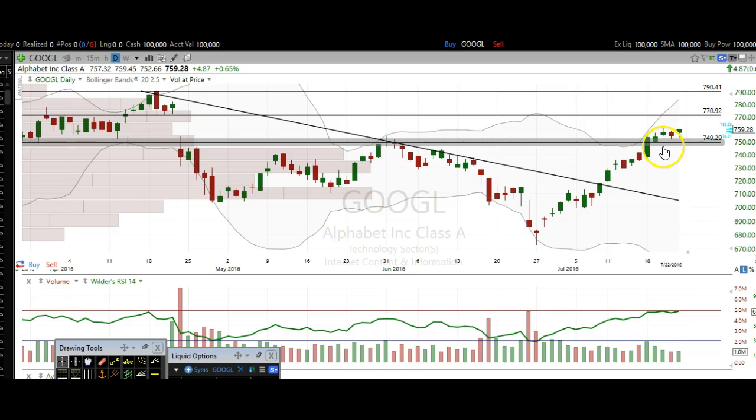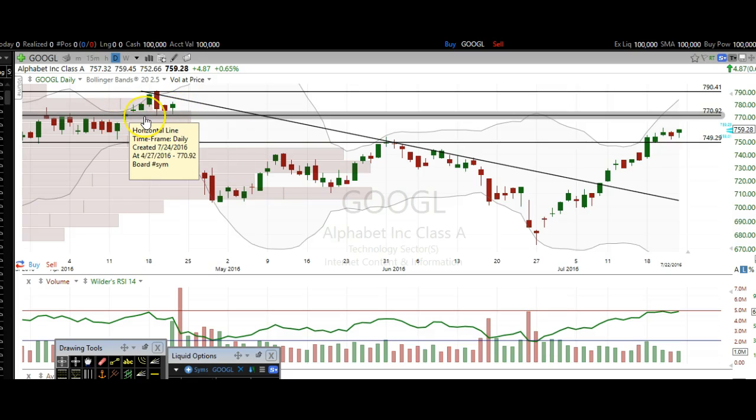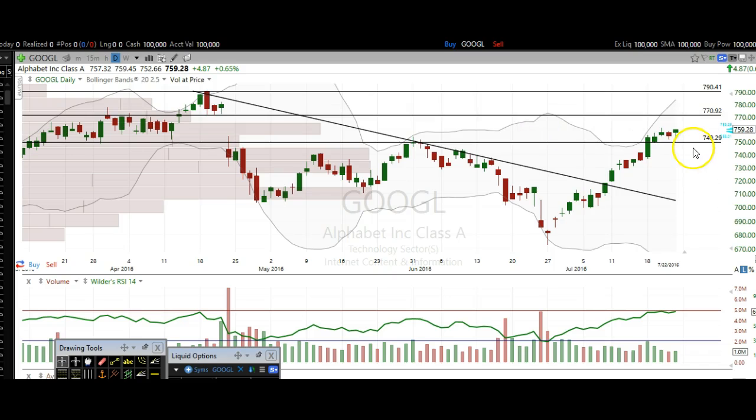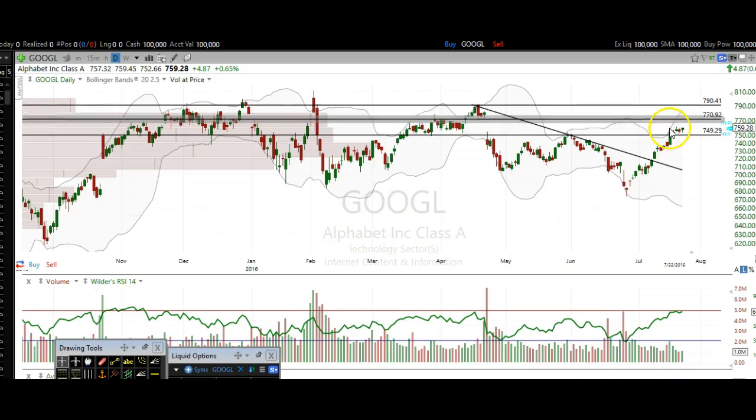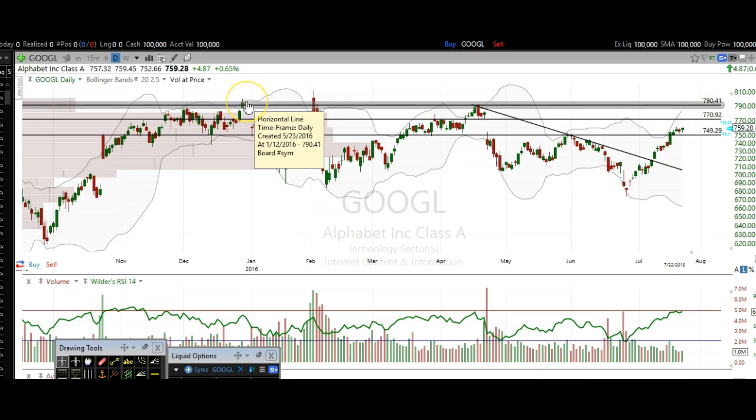And then our next resistance level is right around 770, because we've got the lows of these few candles right here. So let's just keep it simple. Support 750, resistance 770, and then we've got some more resistance. If we end up breaking over that 770, we're going to have resistance right around 790. You can see we kind of broke over that level a couple times, just a little bit. So between 790, 795 or so is going to be that next resistance level for Google.